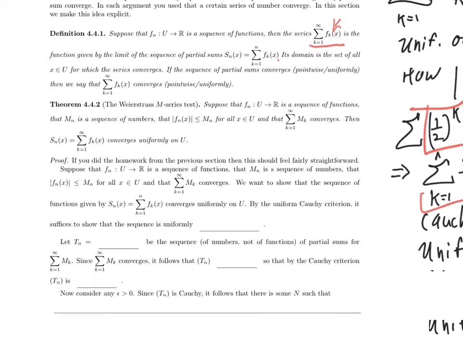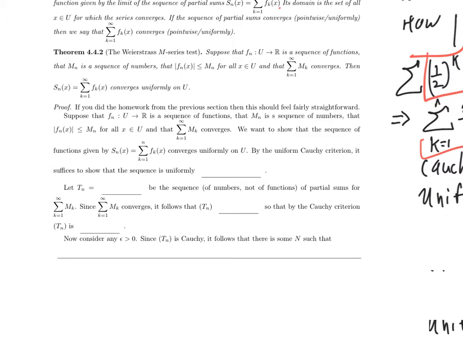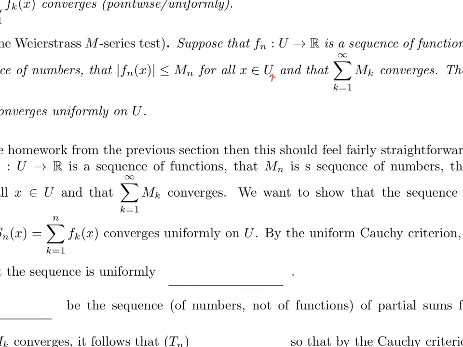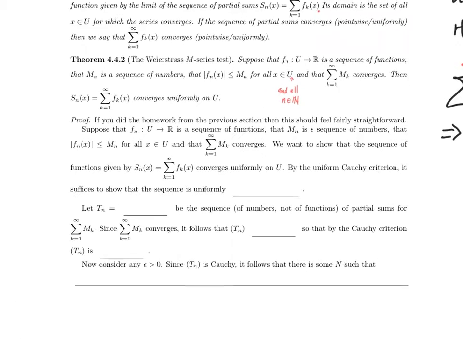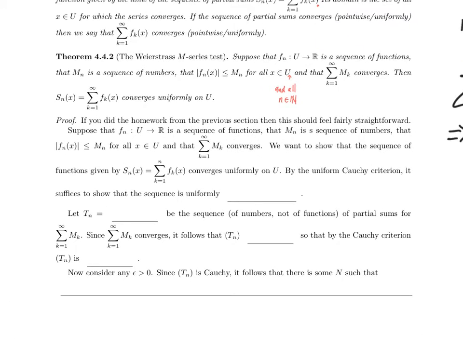So here's the main result of this section, theorem 4.4.2, the Weierstrass M-series test. Suppose that f sub n is a sequence of functions, that m sub n is a sequence of numbers, that the absolute value of f sub n is less than or equal to m sub n for all x in U and also all n in the natural numbers, and that the sum from k equals 1 to infinity of the m sub k's converges. Then the series converges uniformly on U.